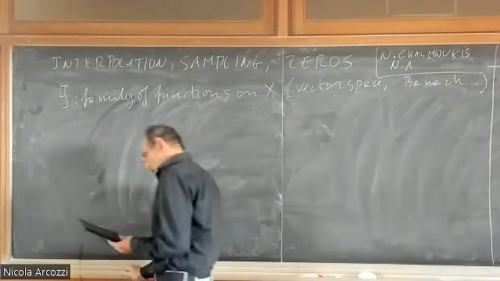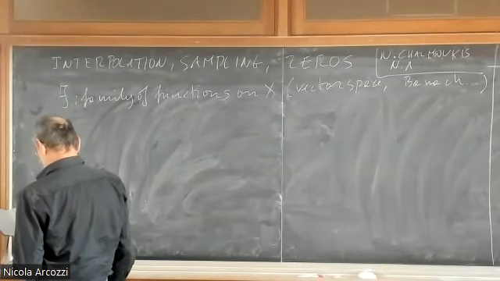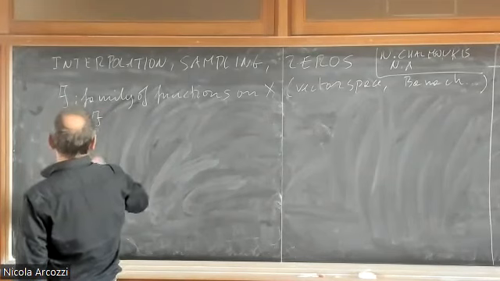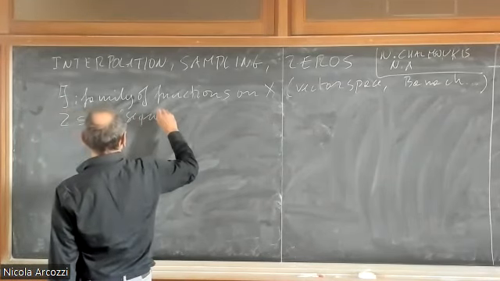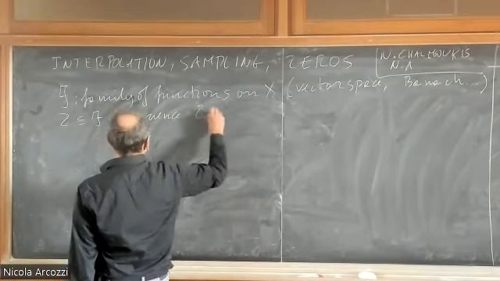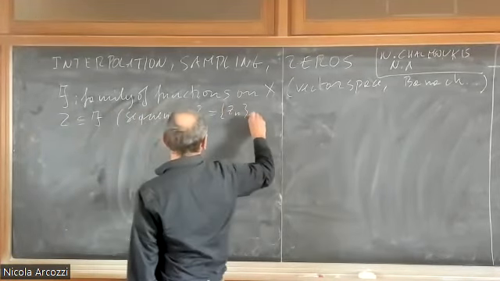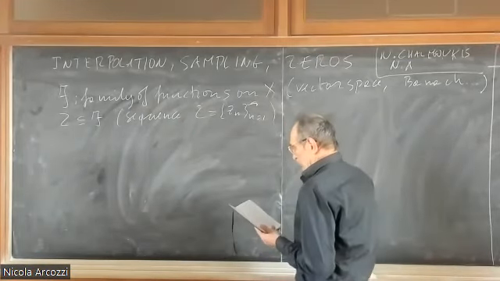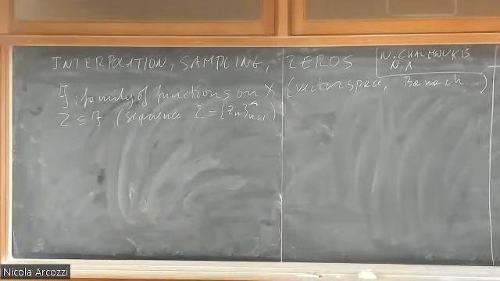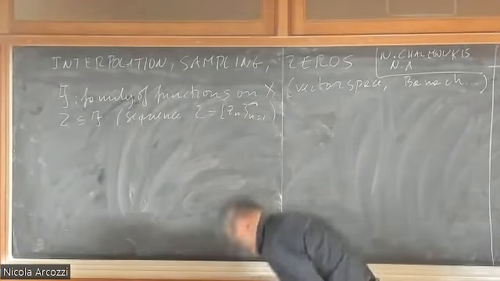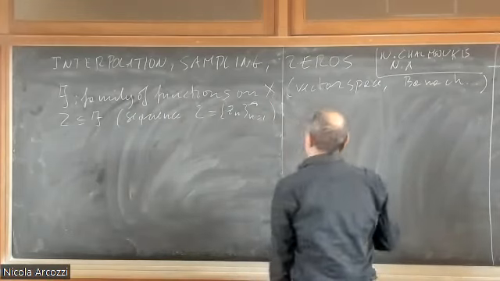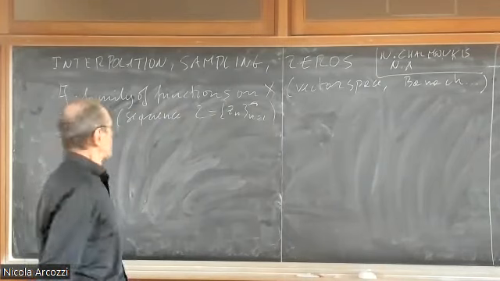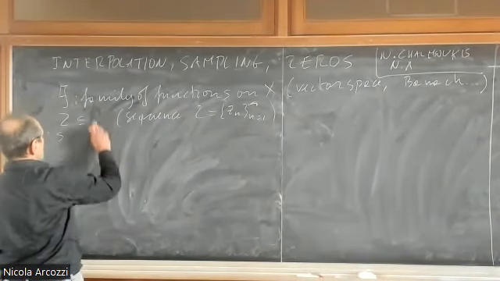Then consider a subset Z of X, typically a sequence, from one to infinity or a finite sequence, whatever it is. So the sampling problem: Z is a subset of X.